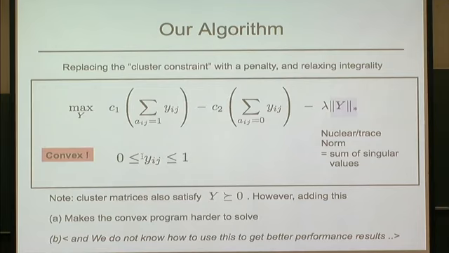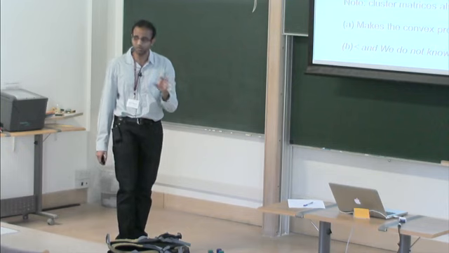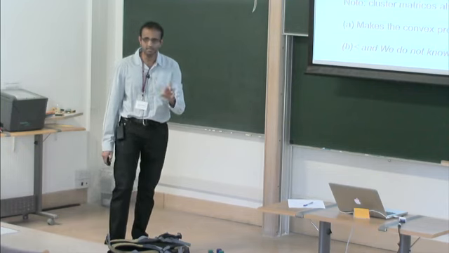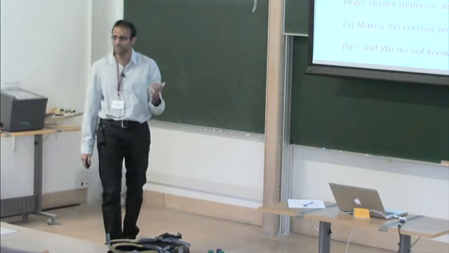It's a convex program. We find a y, and it's a convex program over the space of matrices, and we will say it succeeds if the unique optimum of this convex program is a cluster matrix and is the true one. And otherwise we'll say it fails.